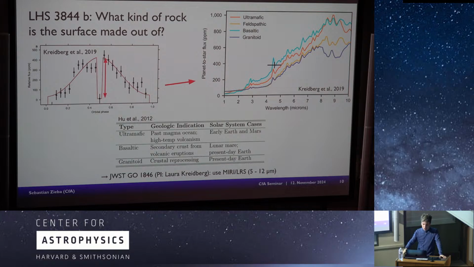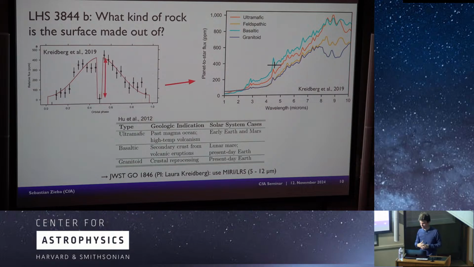The interesting thing here is obviously that these different kinds of surfaces are telling us something about the geological history of the exoplanet. For example, a granite surface might indicate that the planet has some plate tectonics leading to crustal reprocessing. And because this is interesting, Laura Guiberg wrote a proposal in cycle 1 to observe this planet now at the longer wavelengths with JWST, covering the wavelengths between 5 and 12 microns.